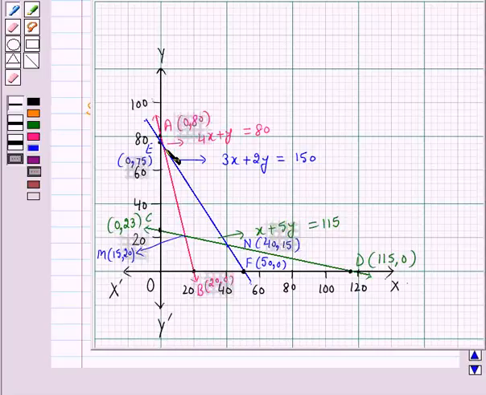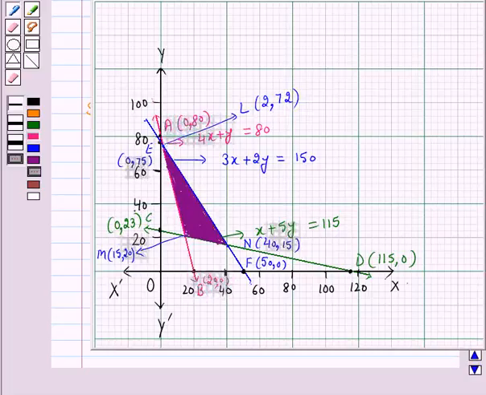Now, clearly the coordinates of point N are (40, 15). Now, let us take the point of intersection of AB and EF as the point L. So the coordinates of point L are (2, 72). Hence the shaded region in the graph is the feasible region satisfying all the given constraints. Now here the feasible region is the triangle LMN with coordinates of vertices as (2, 72), (15, 20) and (40, 15) respectively.